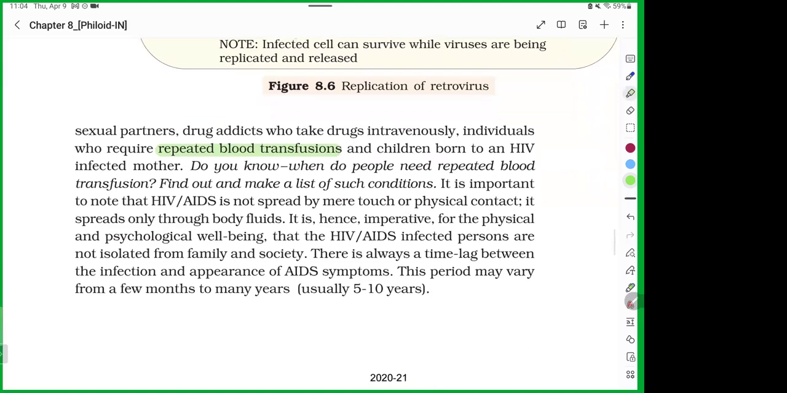So it's important that this is not spread by simple physical contact or touch. Correct? It spreads only through body fluids. That's why, for physical and psychological well-being, an HIV person should not be isolated from society because they have HIV, because it is not spreading by touch.